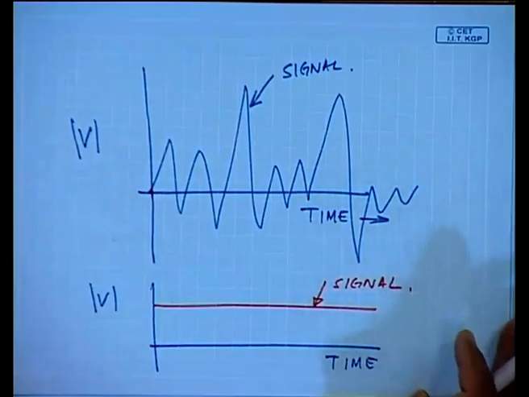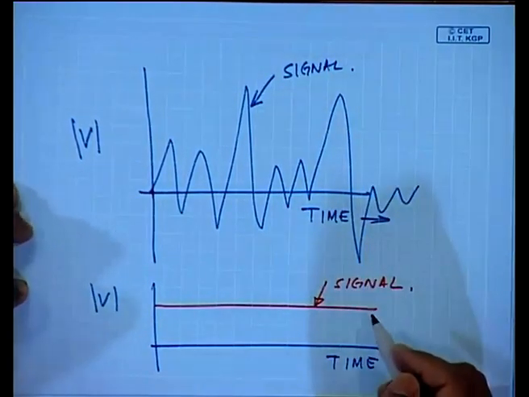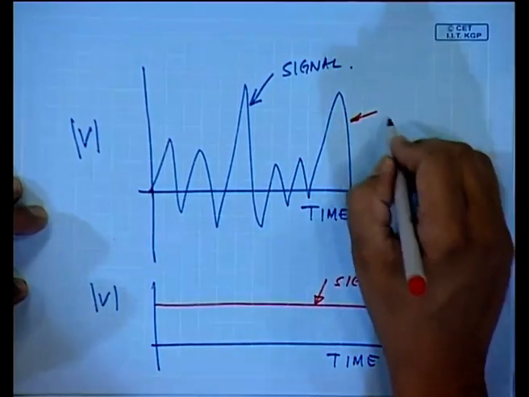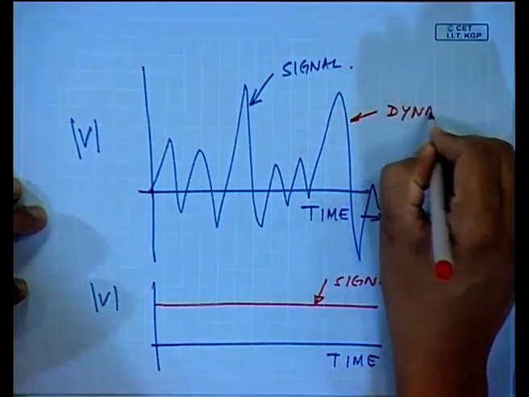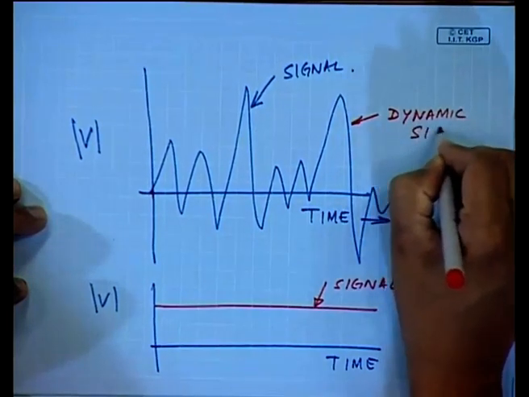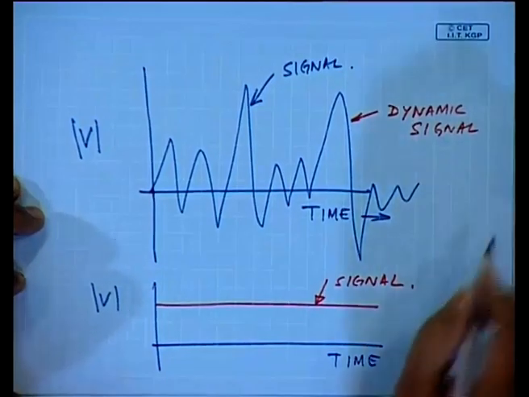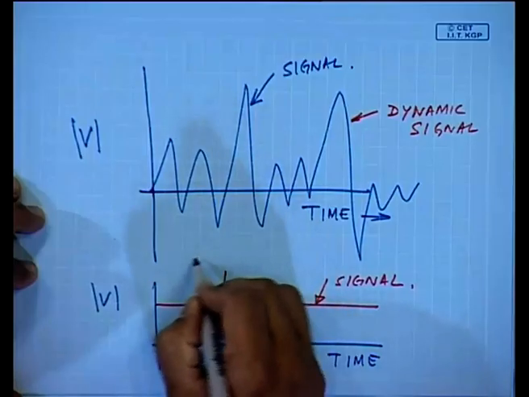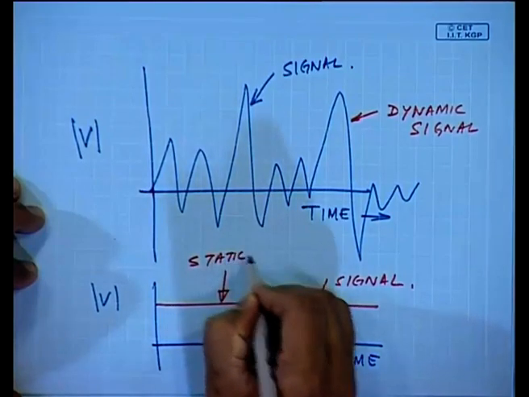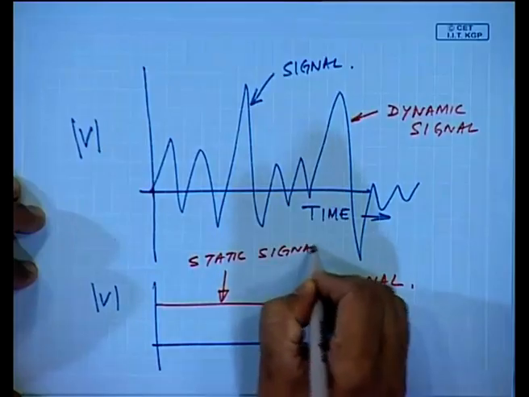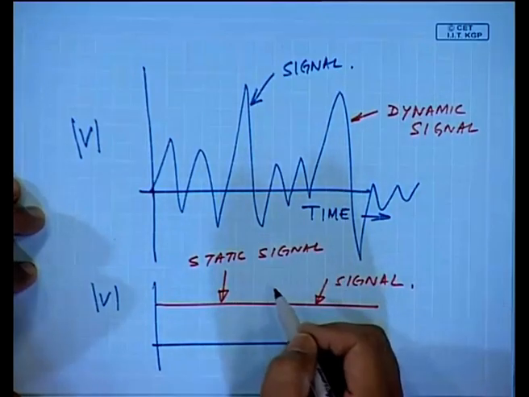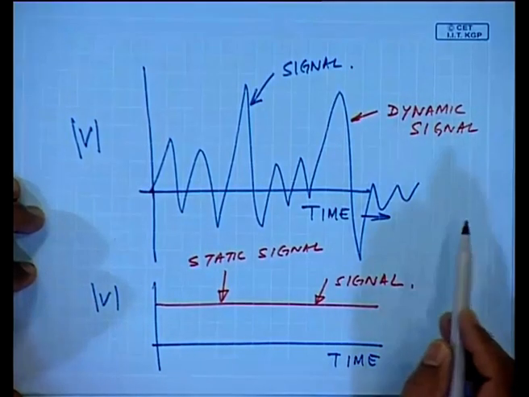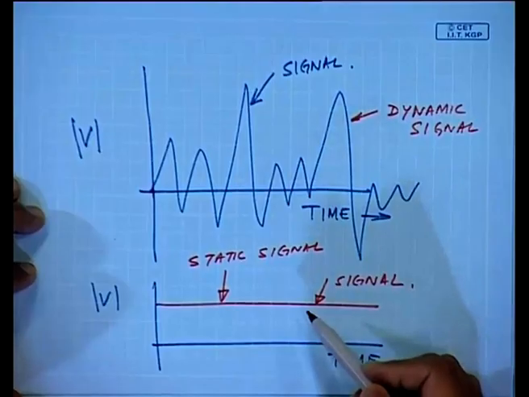But if you look at these two signals, the blue one and the red one, one is changing with time. So, this is what is known as a dynamic signal, and one which is constant with time is a static signal. So, signals could be classified according to the nature of the signal as a function of time. So, one is a dynamic signal, another is a static signal.